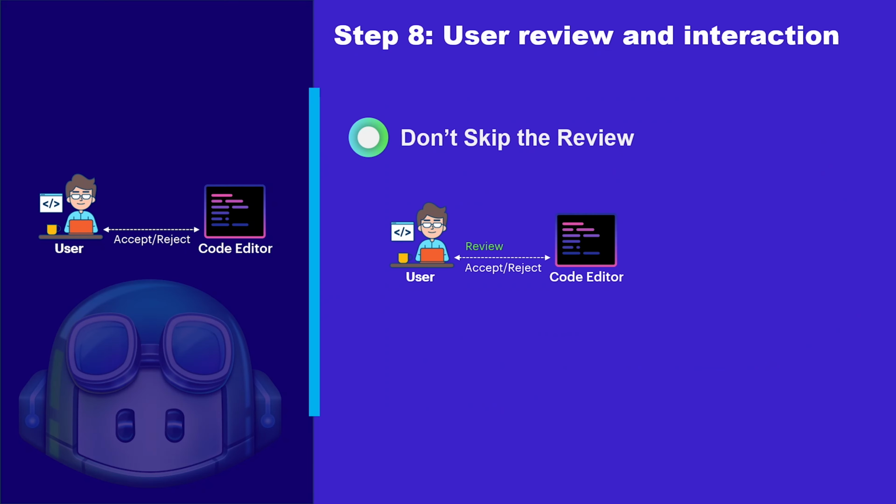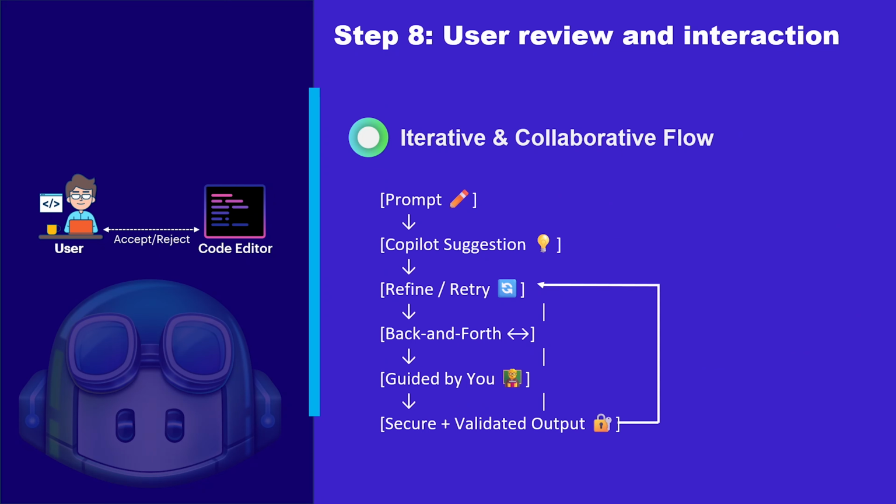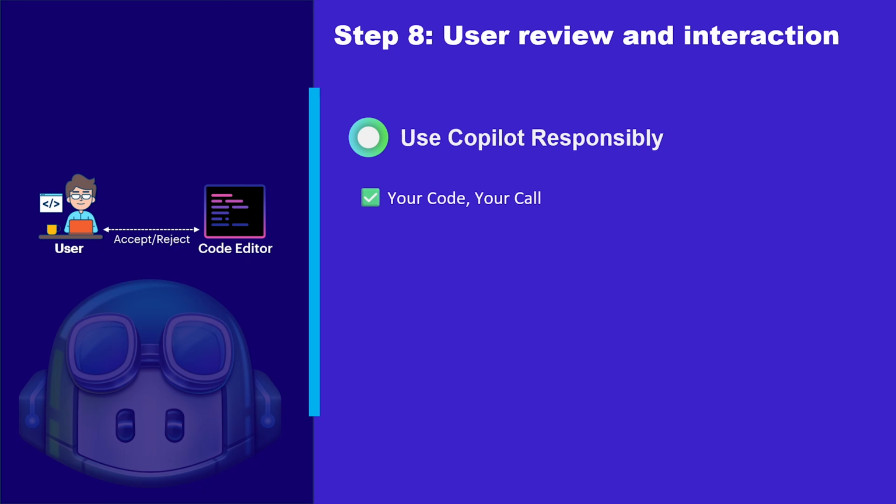Even the best model makes mistakes. Always check suggestions for accuracy, project fit, and coding standards. Be extra careful with sensitive or critical code. Apply the same scrutiny as human written code. If a suggestion isn't right, tweak your prompt and try again. That back and forth is what makes Copilot Chat so powerful. Your code is your call.